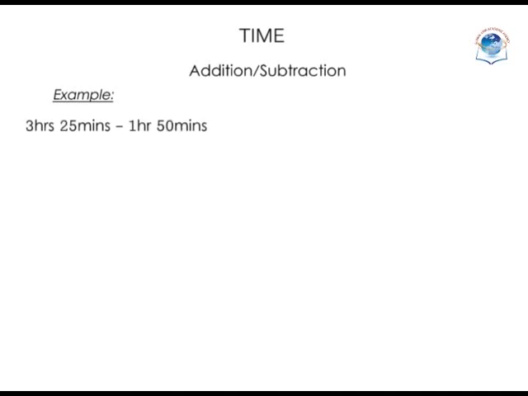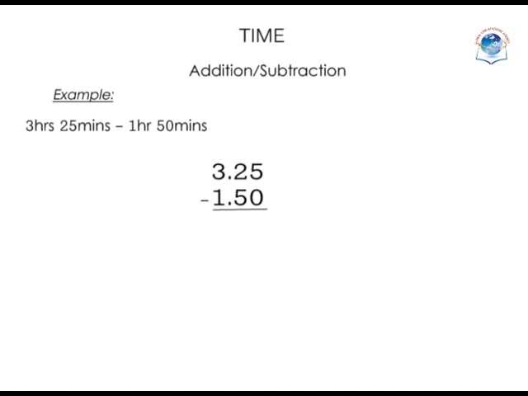And so we have 5 hours and 9 minutes. Now subtraction: 3 hours and 25 minutes minus 1 hour 15 minutes. We write it as this. Now, 25 minutes cannot subtract 50 minutes. And so we borrow 1 hour from 3.